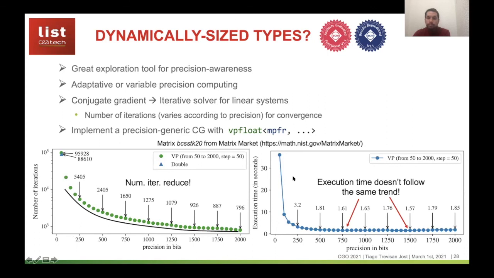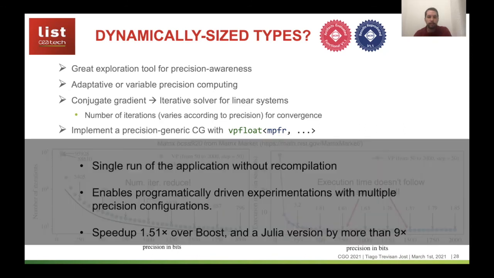And this is also more or less true for the execution time, except that the execution time doesn't follow the exact same trend as the number of iterations. But still, by augmenting the precision, we are able to reduce the execution time of the applications. We should point out that this experiment was done in a single run of the application without needing to recompile the code, which enables us to programmatically drive experiments with multi-precision configurations. And once more, we have 51% better performance than Boost. And we also outperformed the Julia version by more than 9 times.